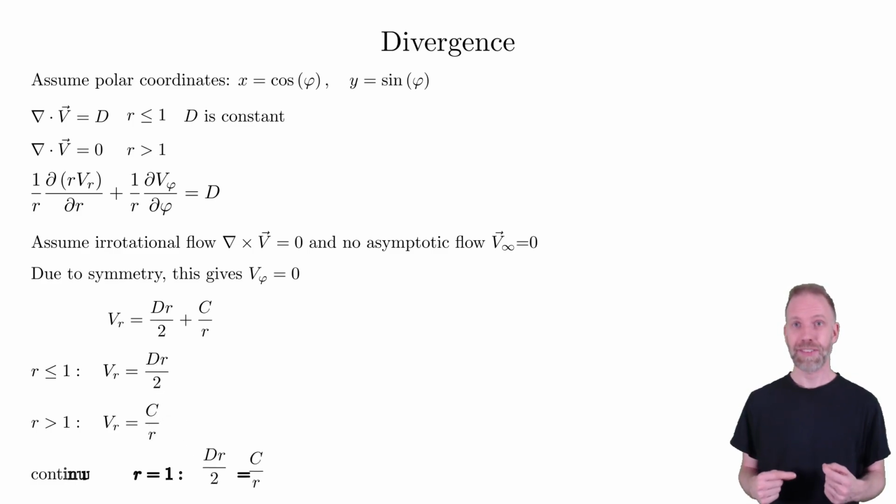The final condition we need is that both regions should have the same velocity at r equals 1. Hence, when we insert r equals 1, we get that c is d over 2. And we have solved the velocity field for the condition of constant divergence inside the circle and 0 outside.